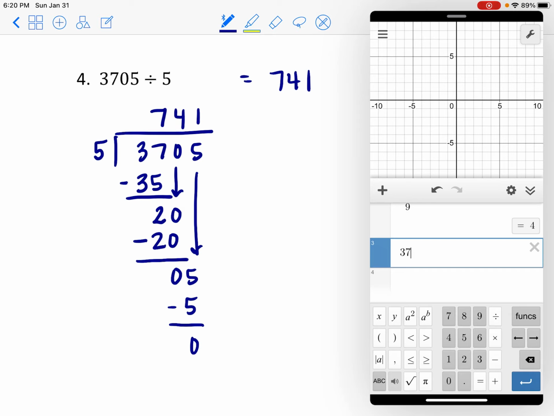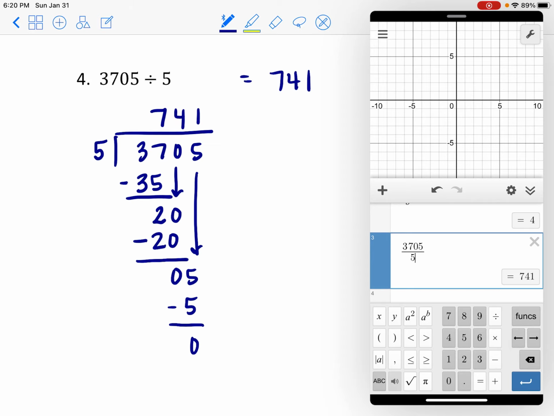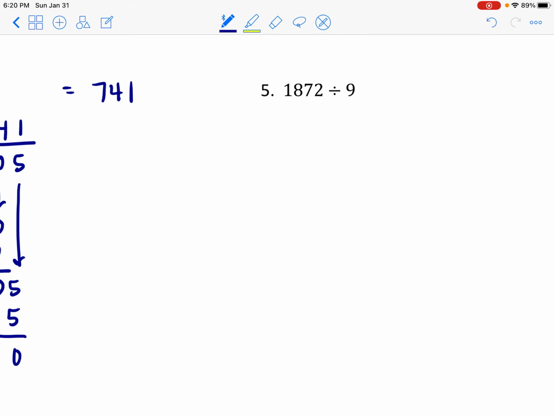Let's take 3,705 and divide it by 5, and there it is, 741. Okay? Let's try that again.